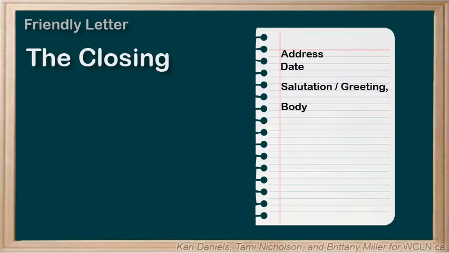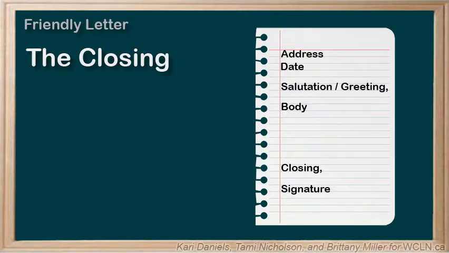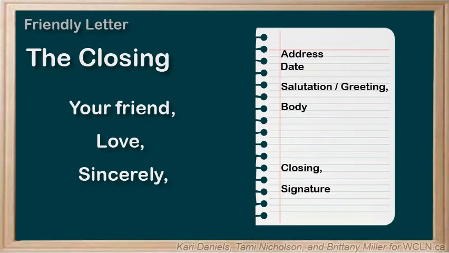The closing and signature come after the body. The closing shows the letter has ended. Depending on who you are writing to, you may say "your friend, comma, love, comma, sincerely, comma." On the next line, after the comma, you write and sign your name. This is called the signature.